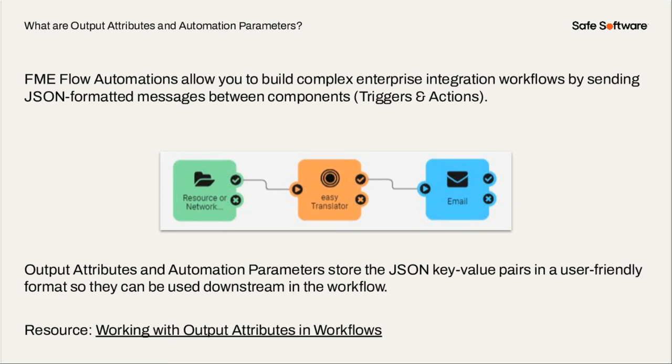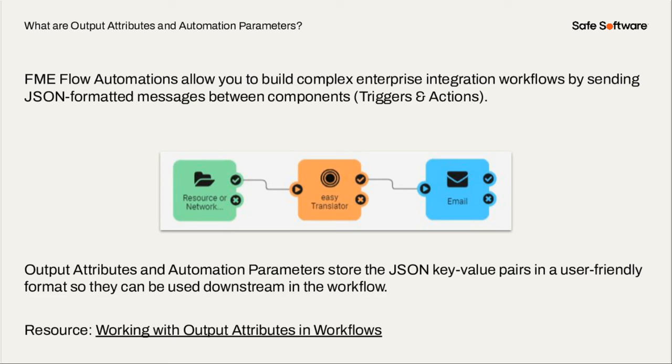Within automations, we can use output attributes and automation parameters, previously known as output keys and global keys, respectively, for anyone that was using FME prior to our rebrand. So we can use these to pass this information through the various automation components: triggers, actions, and external actions.